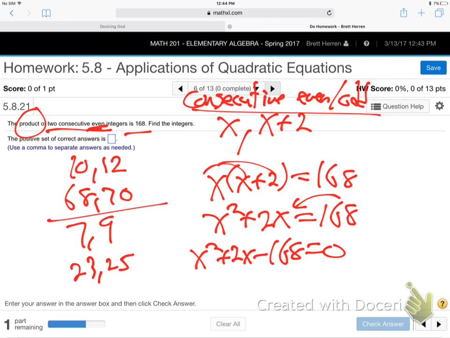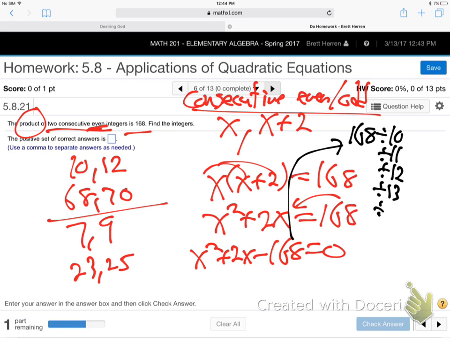Calculator. Take that 168 and divide by, I don't know, 10, 11, 12, 13, 14. 12 and 14. What is it, 12 and 14? I think you're right, 148. Yeah, that's it, 12 and 14. 12 and 14, we're done. Is that good? We good with that?